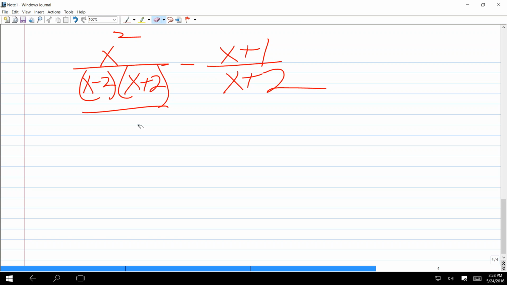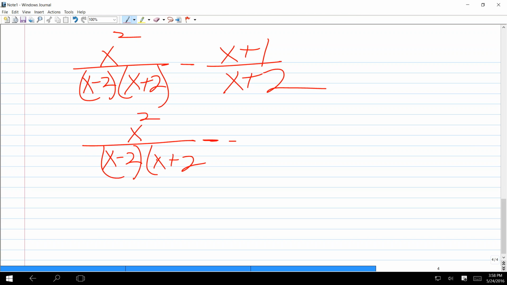What is my common denominator going to be? x plus 2, x minus 2. Correct. So you can multiply the whole left side by x minus 2. Well, right side. This is not an equation, am I correct? This is just an expression? This is x squared over that minus this over that? Yeah. Okay, so the right side has to be the same common denominator.